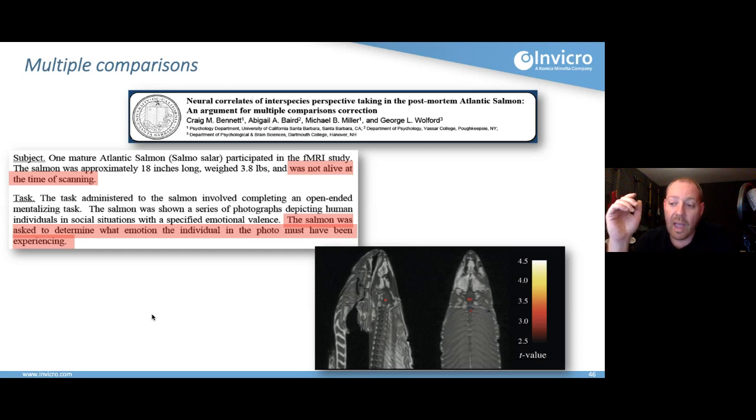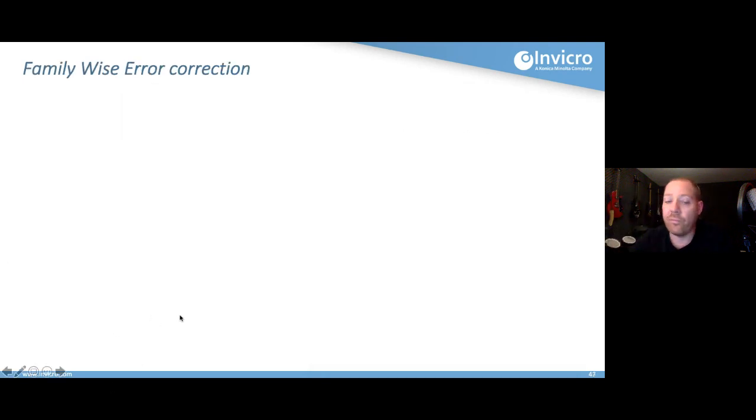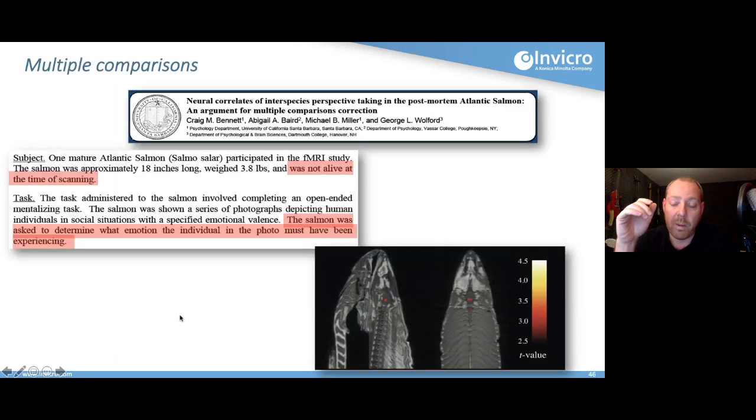And I'll show you why. The reason it's so essential is because we're doing hundreds of thousands of statistical tests, and because of the way that we set our error rates, it's likely that when you're doing thousands and thousands of statistical tests, some of them are going to come up significant purely by chance.